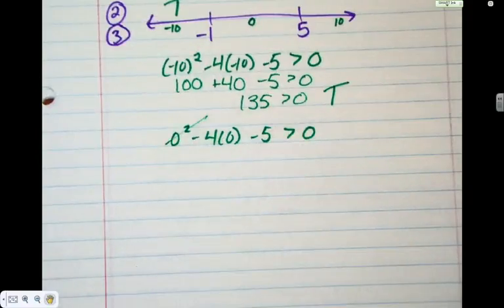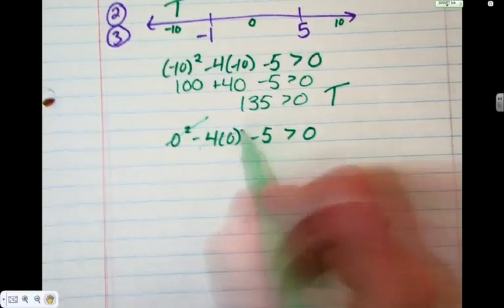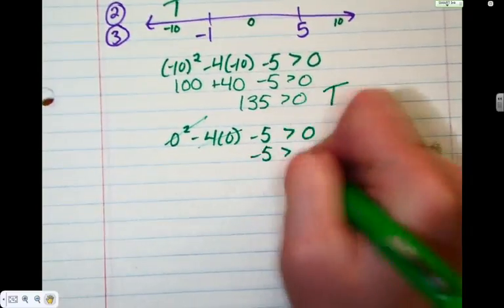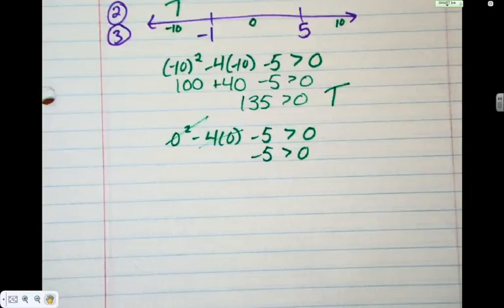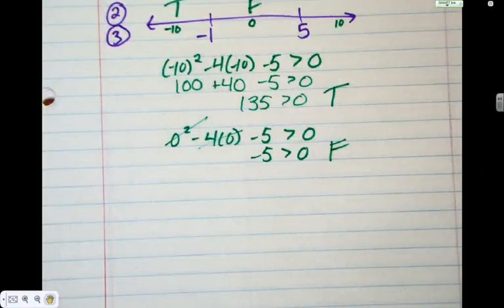Okay, so 0 squared, don't care so much about. -4 times 0, 0. So I end up with -5 greater than 0. False. So I'm going to write a false. That's why I tend to start with 0, because it's the easiest one to do the mental math. You really just have to look at the equation and figure out it's minus 5.